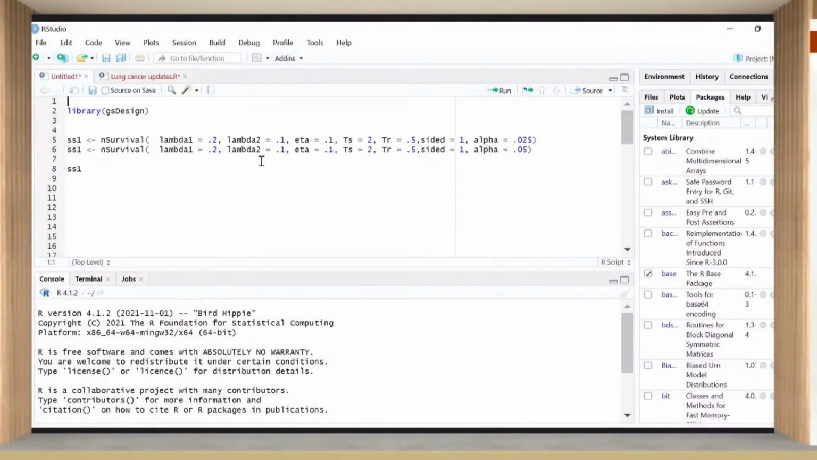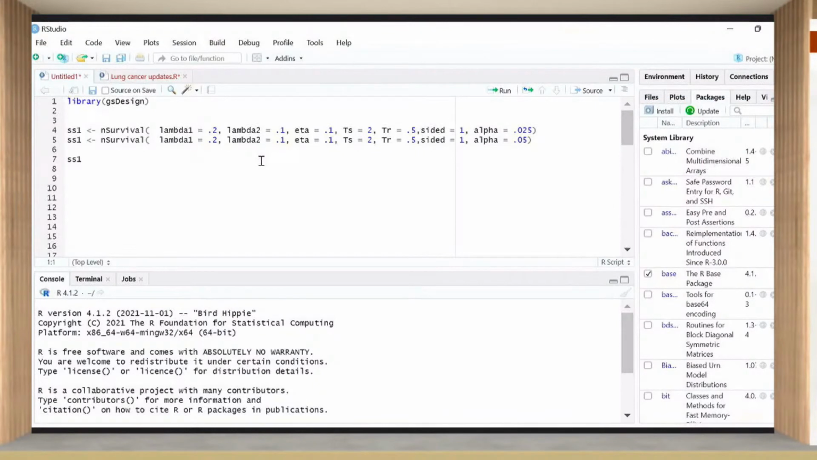Yes. So let's say this is one example I brought from that library called gsDesign. It's applicable in R. Dr. Vijay already mentioned group sequential studies, and this package, gsDesign, is basically for group sequential design studies.